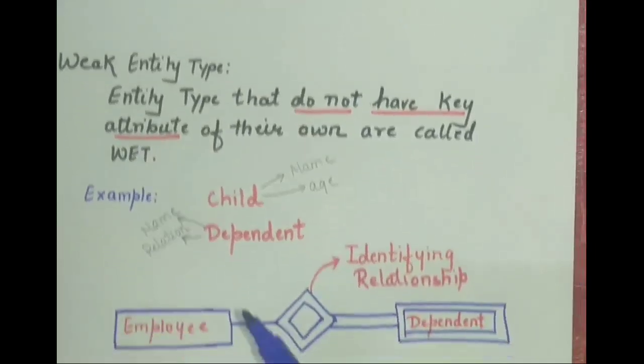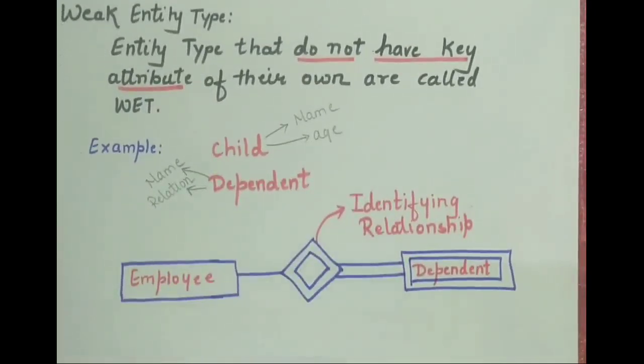So here in the ER diagram you can see how it is represented. So basically a strong entity is represented in a single rectangle box, whereas the weak entity is represented in a double rectangle box. Okay, and the relationship is represented in a double diamond, and this type of relationship is said to be an identifying relationship.